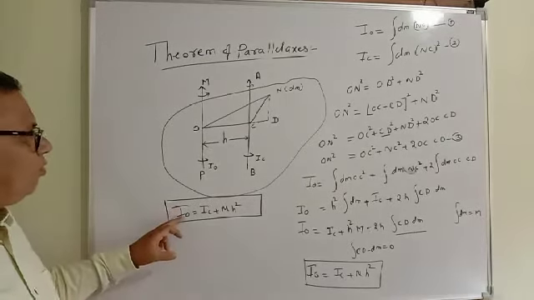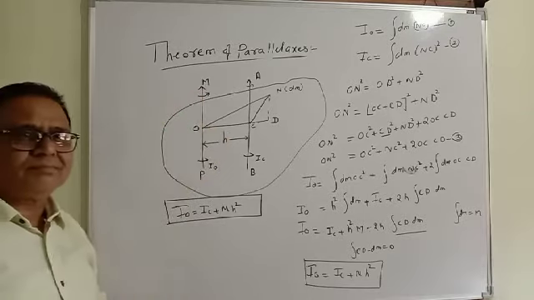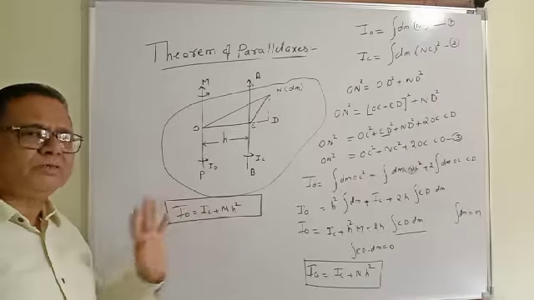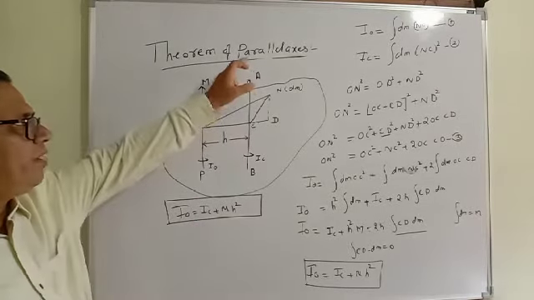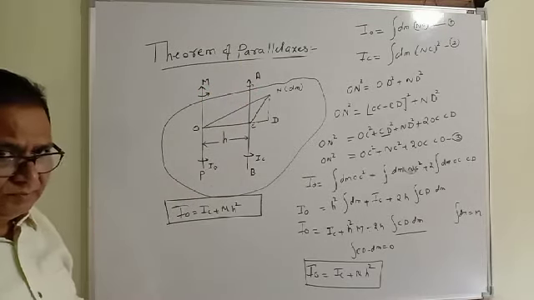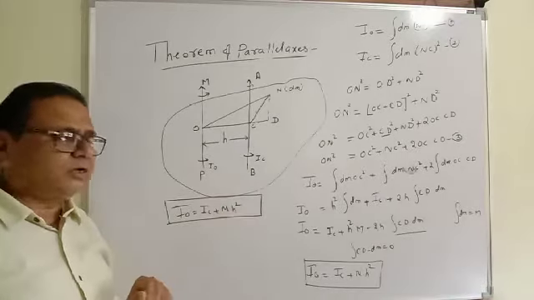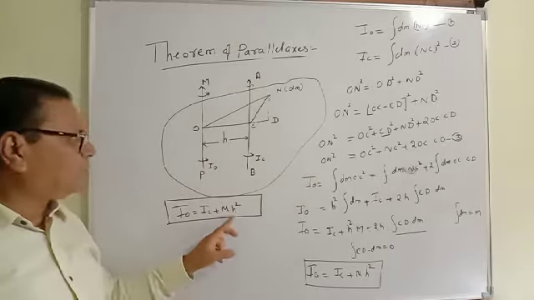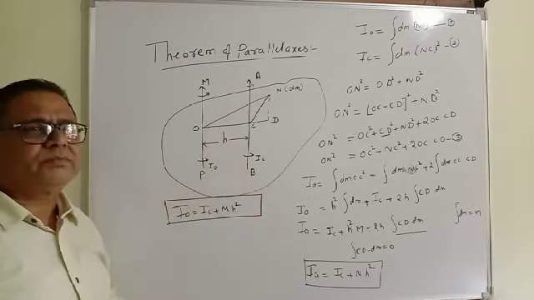IO is the moment of inertia of the rigid body about any axis, which is equal to the sum, means plus, of IC. What is IC? Moment of inertia about the parallel axis passing through the center. Then the product of M and H square: the product of the total mass of the body and the square of the distance between the two parallel axes.